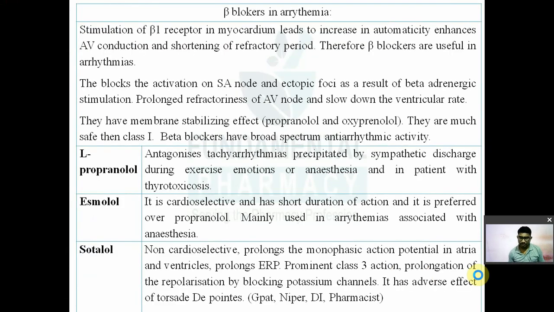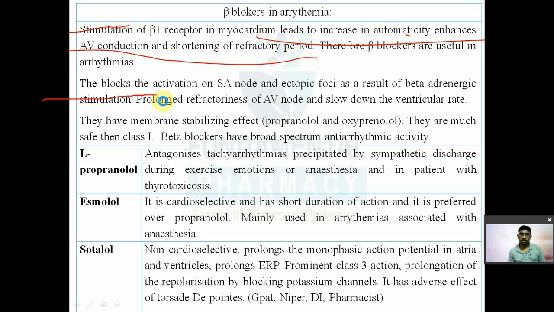Okay, in the myocardium of your heart. Beta 1 receptor. So stimulation of this beta 1 receptor by agonists like noradrenaline causes an increase in the automaticity of the heart and AV conduction, and shortens the refractory period. And therefore, if beta blockers are used, they will decrease the automaticity, they will decrease the AV conduction, and they will increase the refractory period. And that's why beta blockers are used.